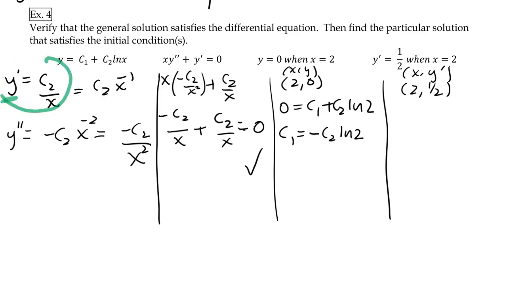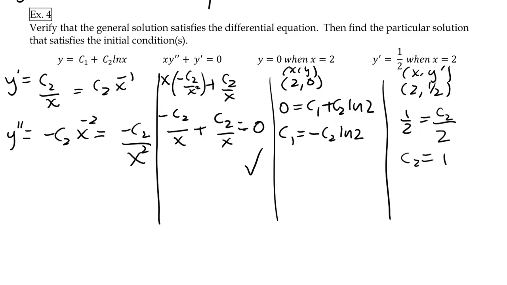So we're going to replace y prime with a half and x with 2. So c2 over 2. Again, it was y prime equals a half, c2 over x, but x was 2. Now, just looking at this, I don't know if you want to cross multiply, but the 2 matches, so c2 has to be 1. If you cross multiply, you'll get the same thing. So c2 is 1.